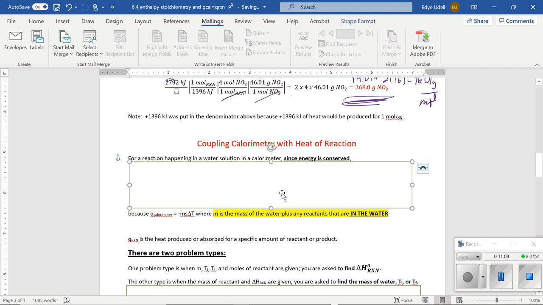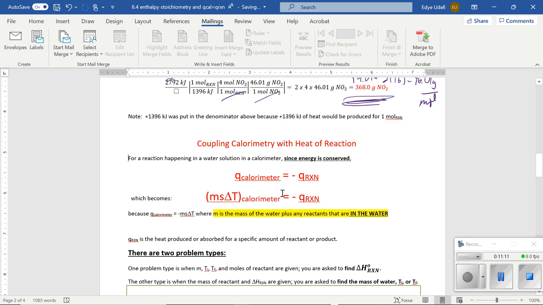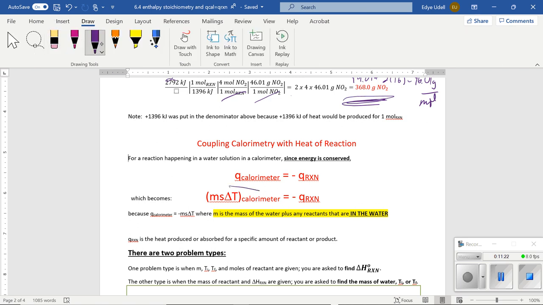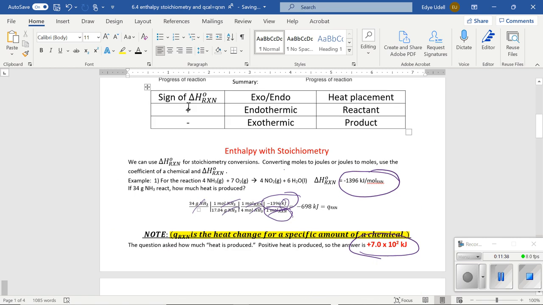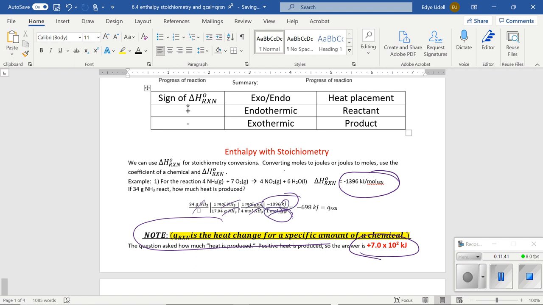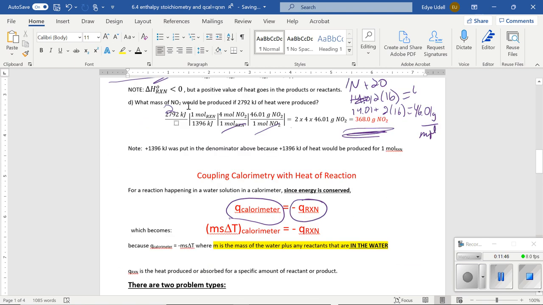Coupling calorimetry with heat of reaction. For a reaction happening in a water solution in a calorimeter, since energy is conserved, the heat from the calorimeter will have to be equal and opposite to Q reaction. What is Q reaction? Q reaction is the heat that the reaction is giving off or creating. And in example one, we wrote this. It's the heat change for a specific amount of a chemical reacting.